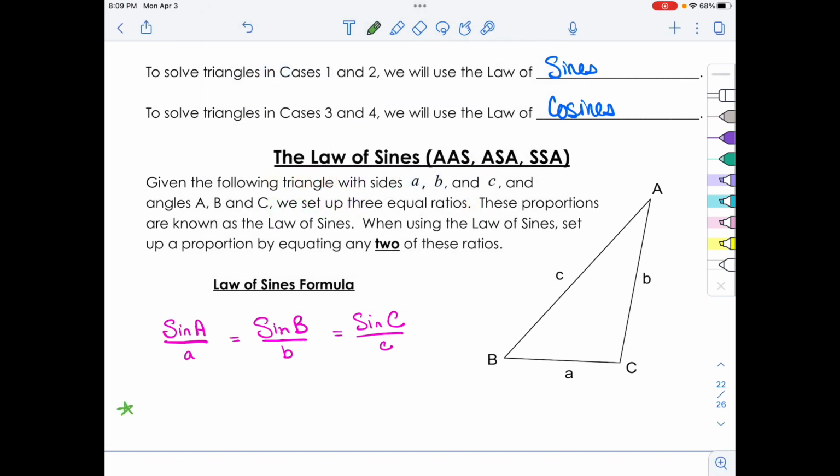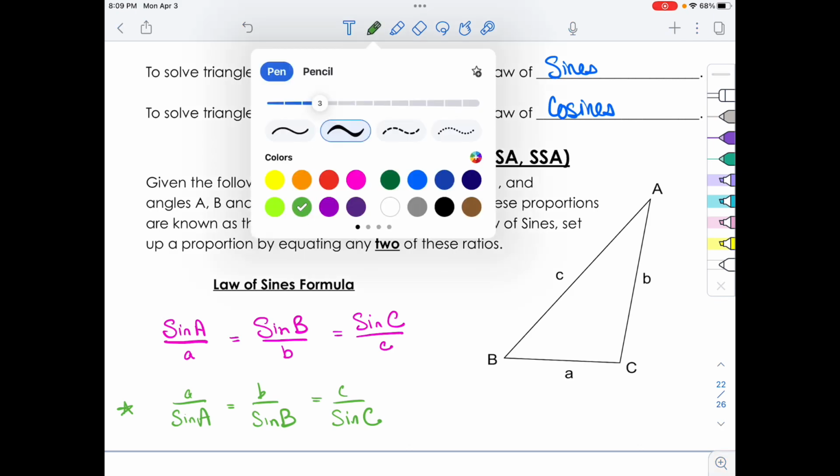Incidentally, the reciprocals also work. A over sine A equals B over sine B equals C over sine C. That's also legal. But you could never have one of the pink ratios equal to one of the green ratios. You have to always make sure that if the sine of the angle's on top and the side's on the bottom, that they're in the same kind of location.